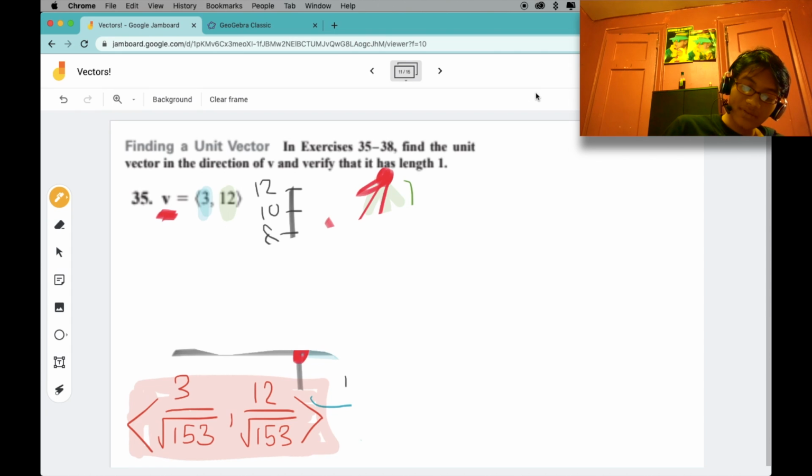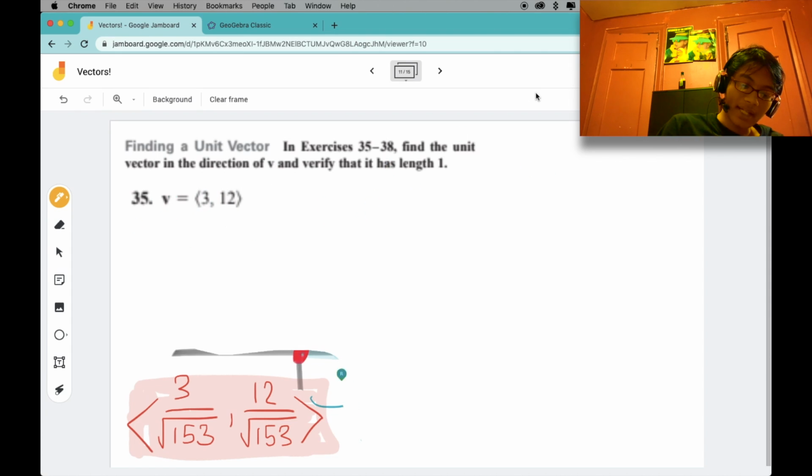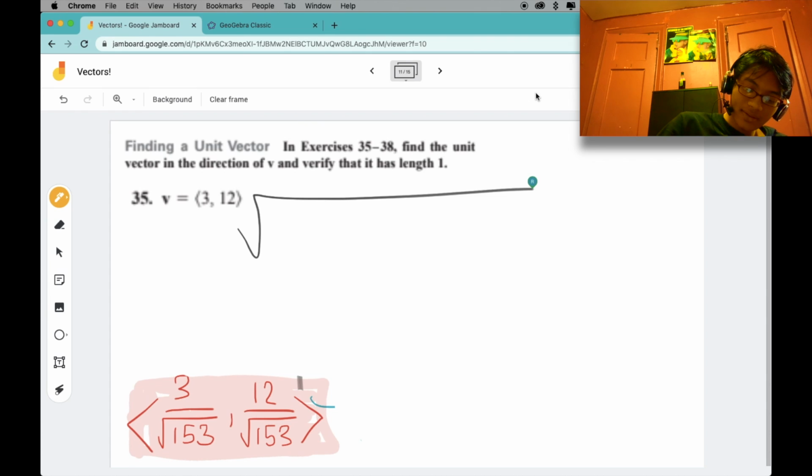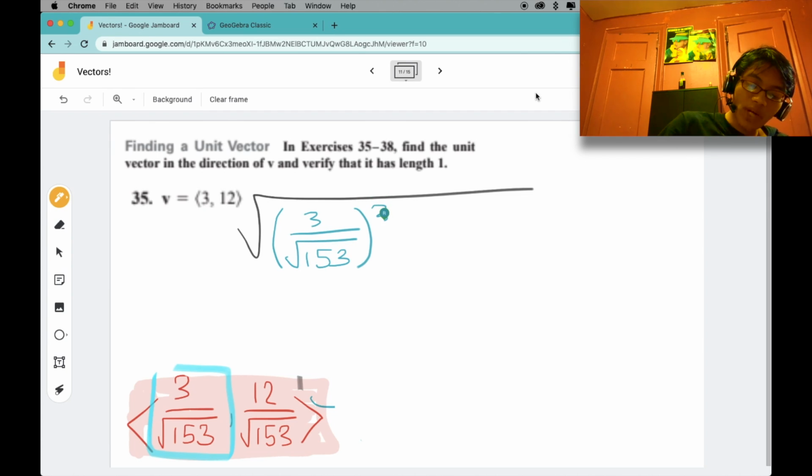So there's our unit vector in red in the bottom left corner, and I want to show you it has a length of 1. It has a size of 1. So how do you find the size of a vector? Well, you don't have to remember the formula, it's just the Pythagorean theorem. So it's going to be the square root of my x component squared, so 3 over the square root of 153 squared, and plus I'm going to add to that my y component squared.